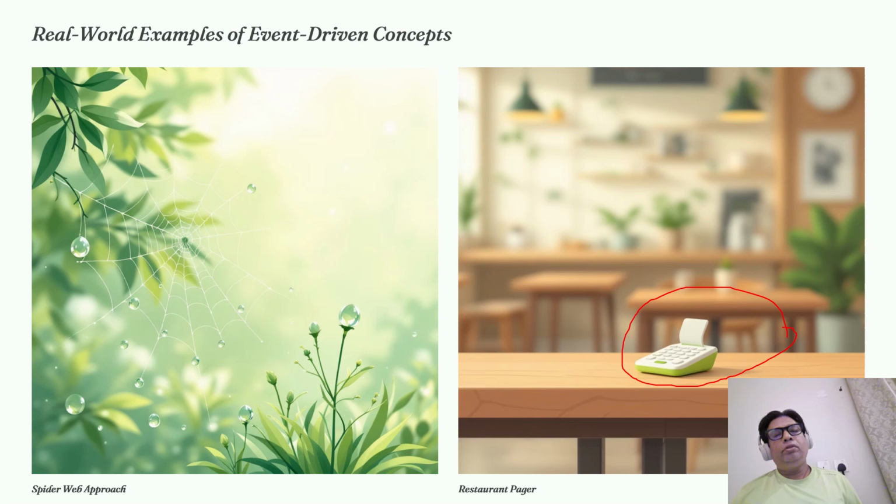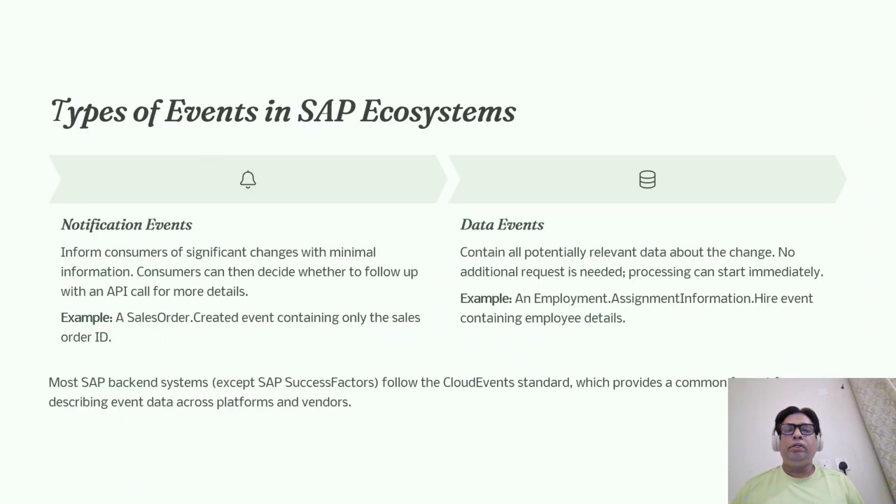So the spider web is one real world example, and the restaurant pager is also a real world example of our event driven architecture or event mesh. Okay, hope it is understood well.